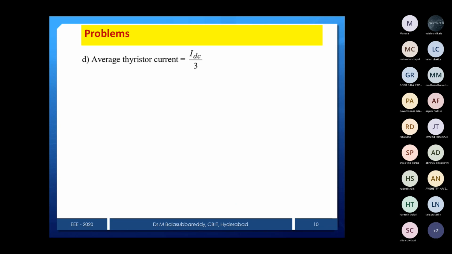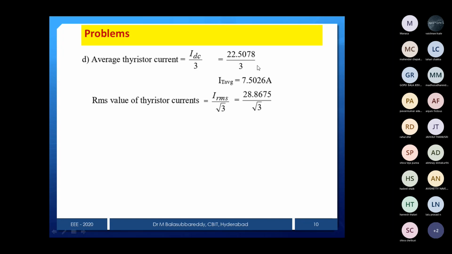Then average thyristor current. Here we derived that expression while I was explaining the theory part, RMS and average thyristor currents. So not the total current. Each thyristor is conducting how many degrees, and based on that you'll get the average thyristor current. So that is IDC by 3, then you can get the average thyristor current. Similarly IRMS by root 3, with the IRMS value already calculated, divided by root 3, then we will get the RMS value of the thyristor current. So this is the average thyristor current, this is the RMS thyristor current.